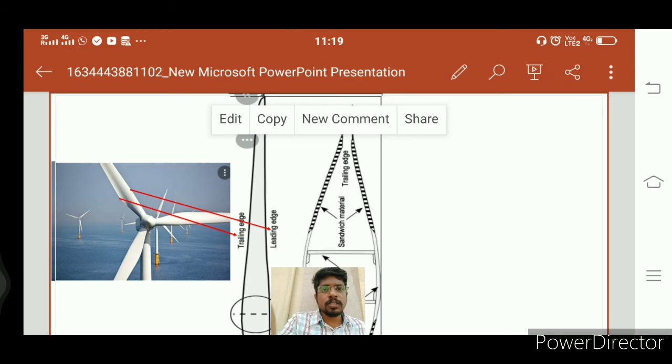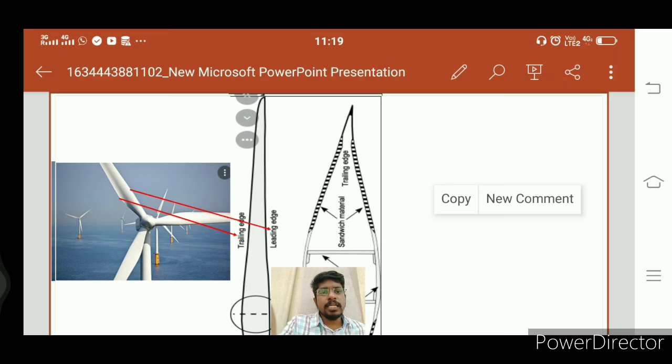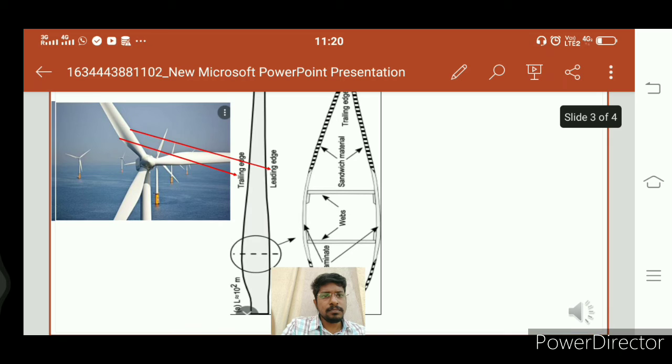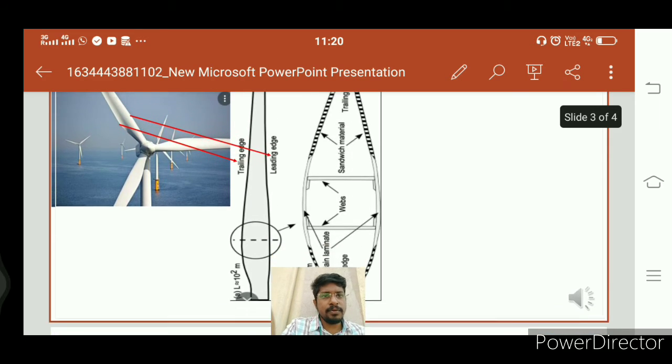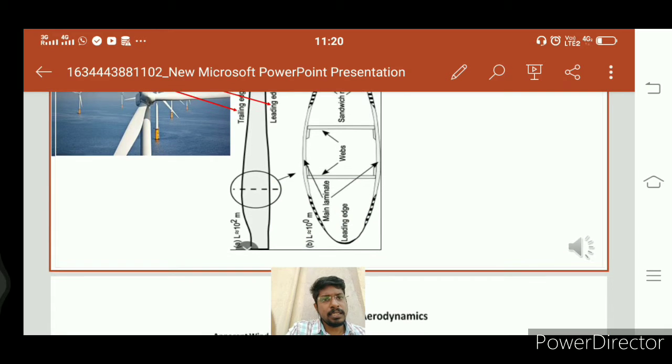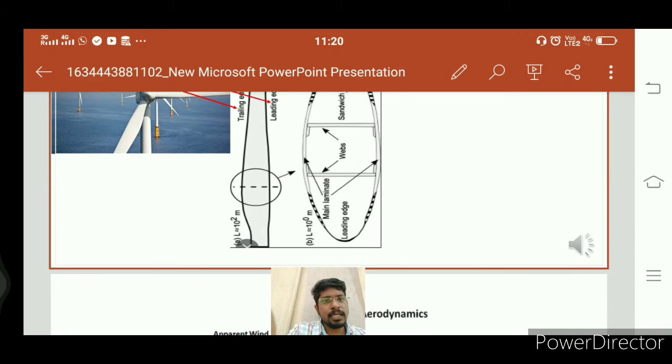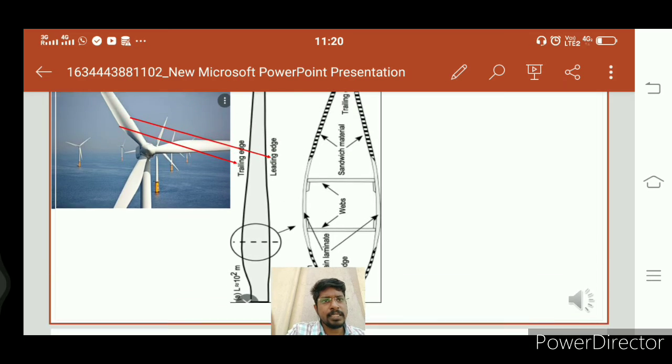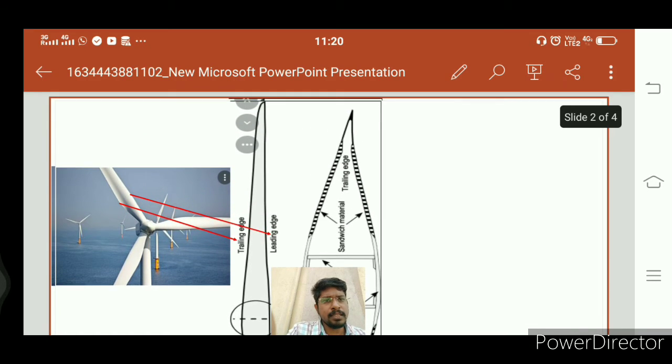If you look at the other parts of the blade, the leading edge and the trailing edge are very important. The leading edge is the edge which leads while the blade rotates. The trailing edge is the edge which trails when the blade rotates. And if you look at the cross sectional area of the blade, we can see the leading edge at the thick part and the trailing edge at the thin part.